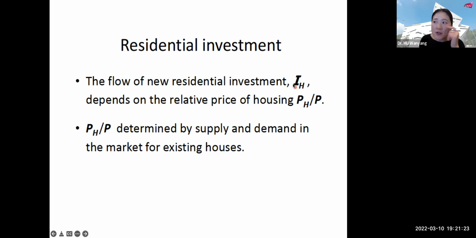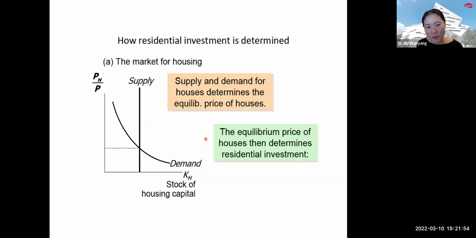Okay, this can relate to the last formula. There's no fundamental change between these two types of investment, so you can think about the previous formula that we have derived. But the relative price of housing is determined by the supply and demand in the market for existing houses, meaning that we are looking at the housing stock market, the stock of housing capital. This is easier, and I think this avoids some possible confusion.